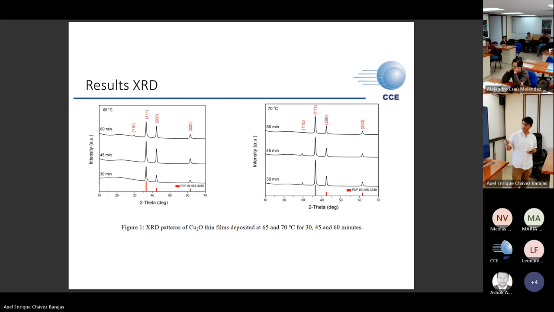The smaller mass is reported for the plane 111. So if we obtain films oriented to the plane 111, we produce higher conductivity films. That's what I am looking for. So in this case, as you can see, the films deposited at 70 Celsius degrees are oriented more to the plane 111. At least with that, you can see this.